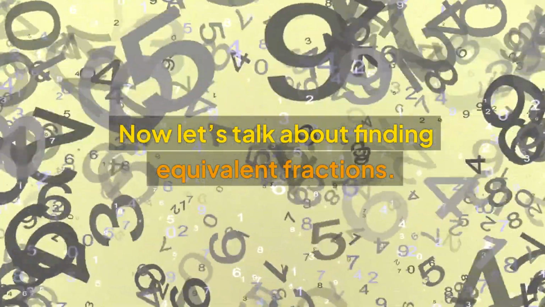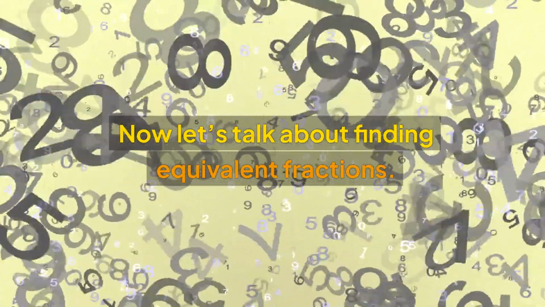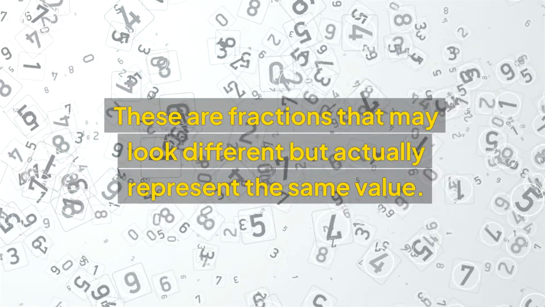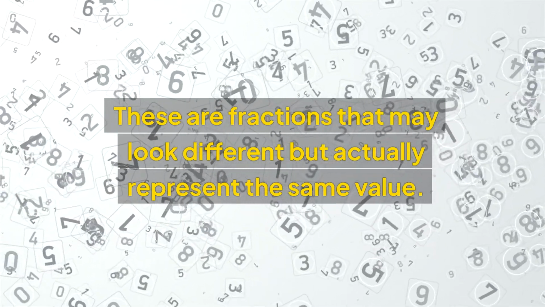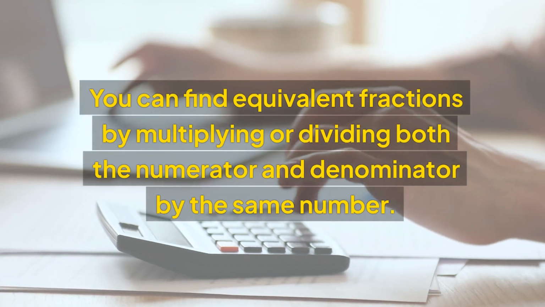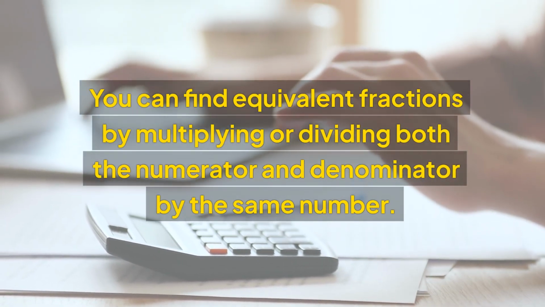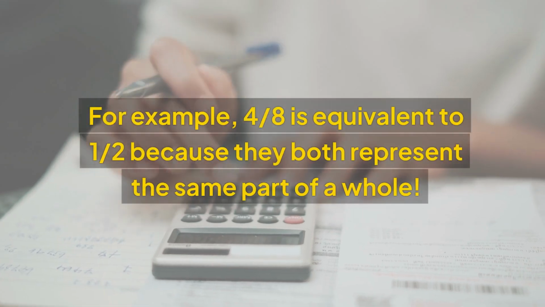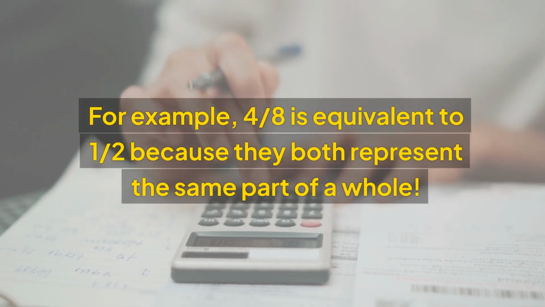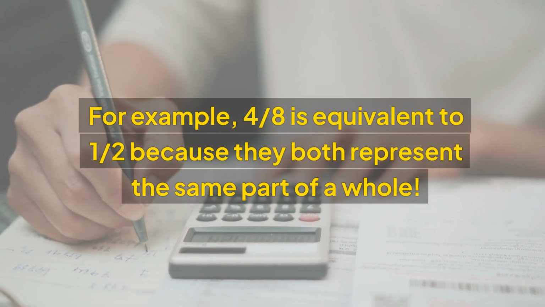Now let's talk about finding equivalent fractions. These are fractions that may look different but actually represent the same value. You can find equivalent fractions by multiplying or dividing both the numerator and denominator by the same number. For example, 4 by 8 is equivalent to 1 by 2 because they both represent the same part of a whole.